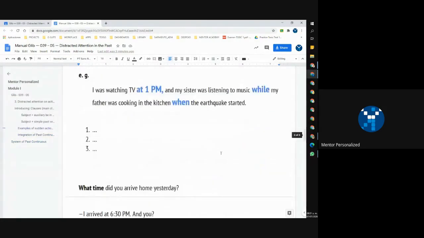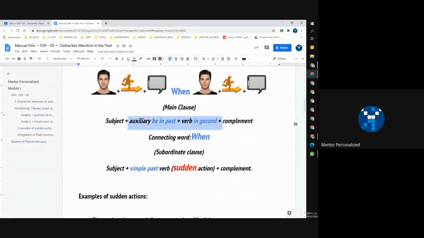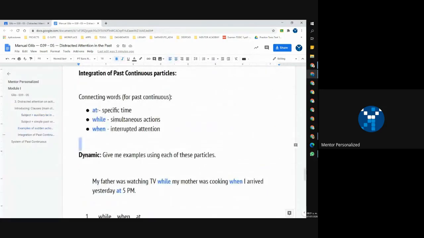So as a summary, remember, past continuous, which is of the form auxiliary be plus principal verb in gerund, has three concepts, which are specific time, simultaneous actions, and interrupted action. What is the particle that we use to express specific time? At. And for expressing simultaneous actions? While. And for interrupted action? When. Can you give me an example with while?